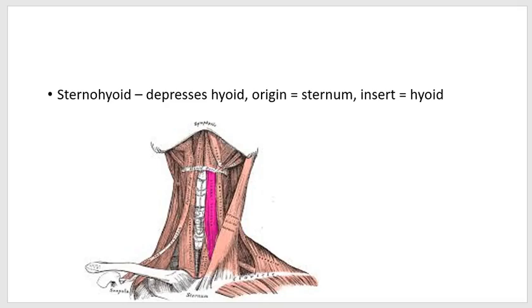Then we get to sternohyoid. Origins on the sternum, inserting on the hyoid. So when you contract this muscle, it's going to pull down the hyoid towards the sternum. Lots of these muscles depressing the hyoid. A lot of these muscles are used in swallowing and talking.